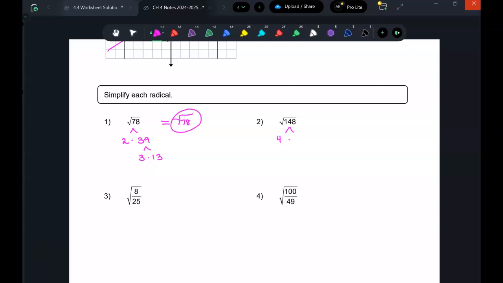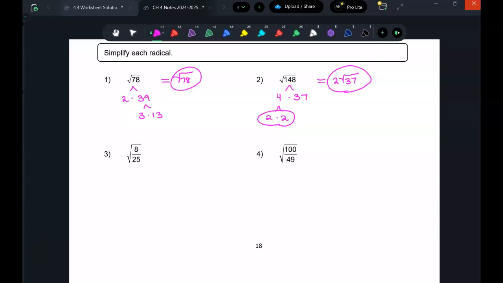Someone else said a different answer. Miss Casey, I did 74 times 2, and then I did 37 times 2. This is interesting because I did it like that. But do you still end up with a pair of 2s? Yeah, because of the 4.